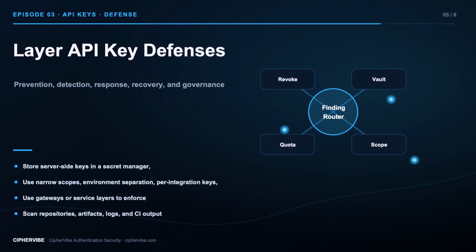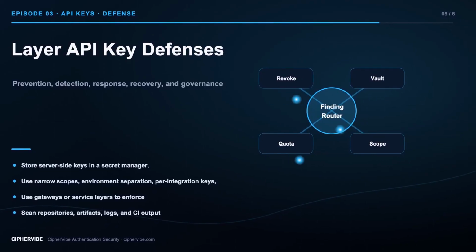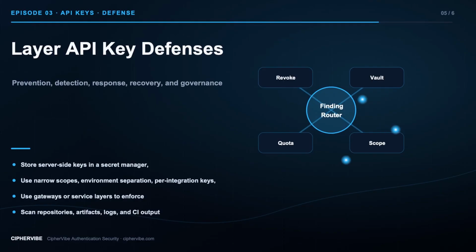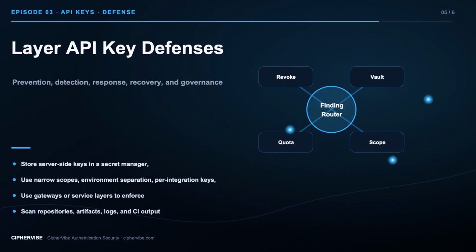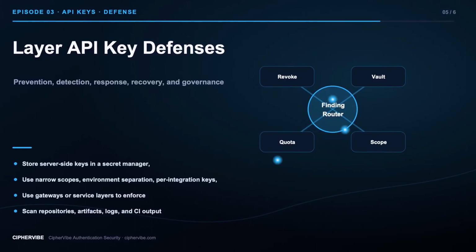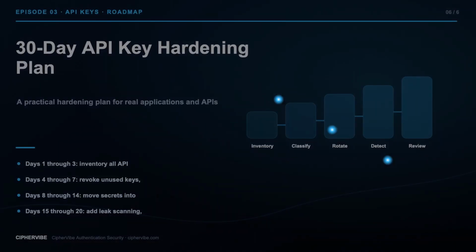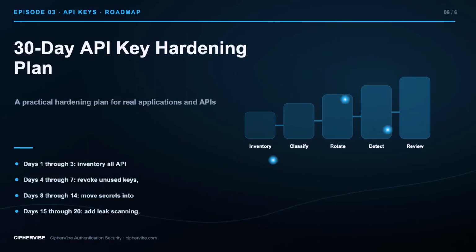Finally, preserve the evidence trail from observation through decision, action, and verification. That history supports investigations, audits, lessons learned, and honest measurement. Turn this episode into a practical hardening plan.